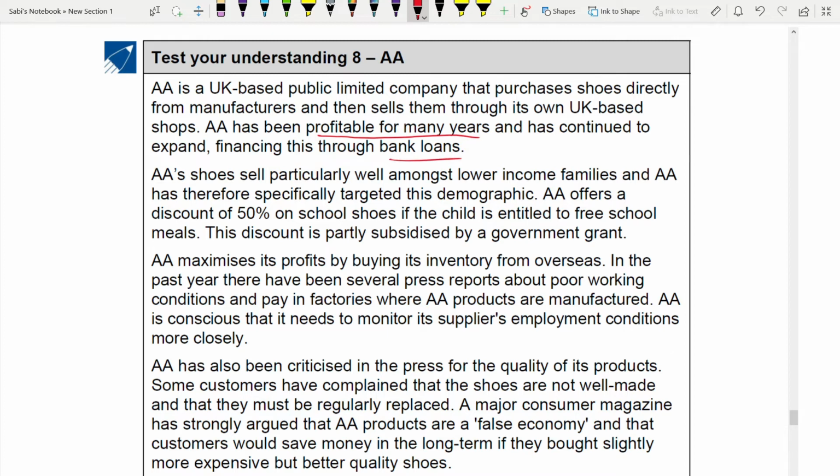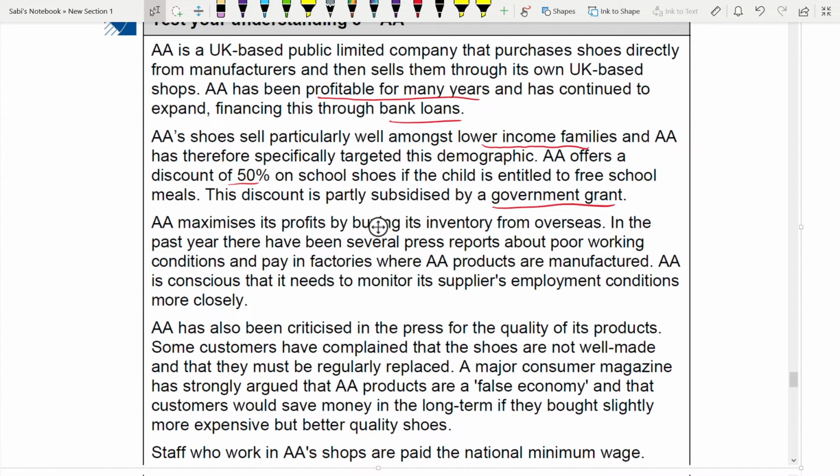Now, their shoes were selling particularly well amongst lower income families. This is the segmentation they are giving you. They are selling into this group, lower income families, and therefore they have targeted this demographic. They offer a discount of 50% on school shoes if the child is entitled to free school meals. This discount is partly subsidized by a government grant. They maximize their profit by buying inventory from overseas. How do they maximize this profit? By buying this inventory from overseas.